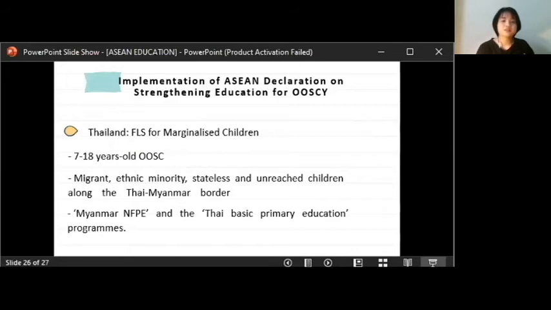In Thailand, the flexible learning strategy for marginalized children project targets children aged between 7 to 18 years old, including those who are migrant, ethnic minority, stateless, and unreached children along the Thai and Myanmar border. This project is promoted through the support of the Myanmar non-formal education program and the Thai basic primary education program. So learners who complete the programs can continue secondary education in Thailand or in Myanmar.